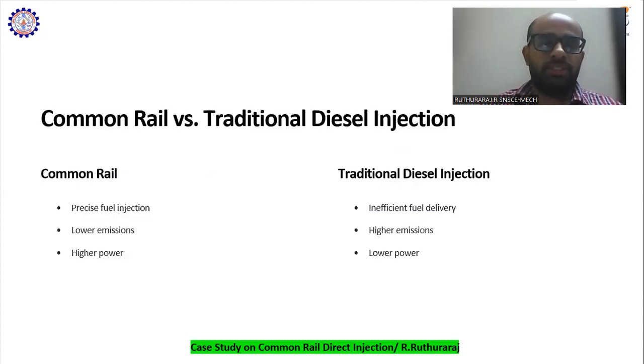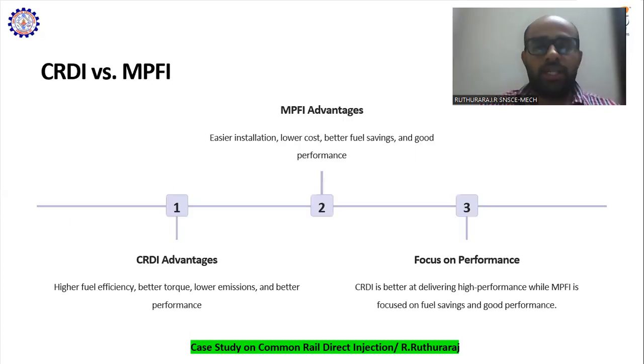So these are the differences between the common rail and a traditional ignition system. As you can see, high fuel efficiency, lower emissions, and higher power can be obtained.